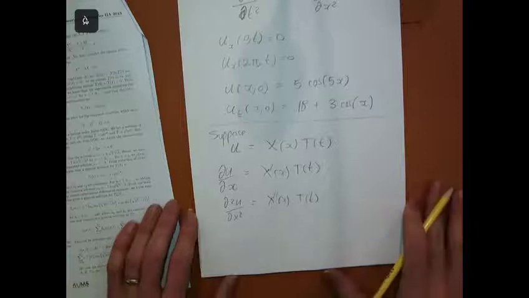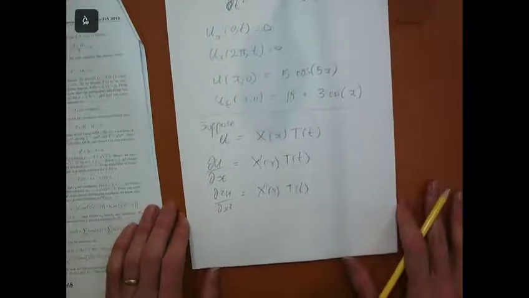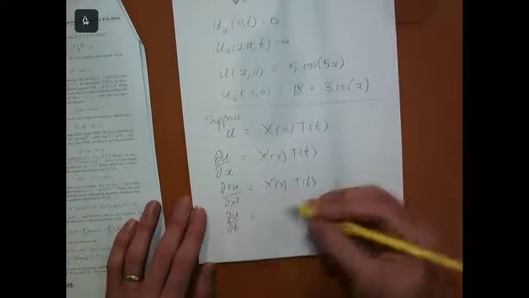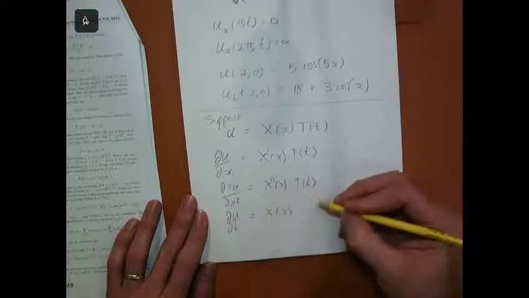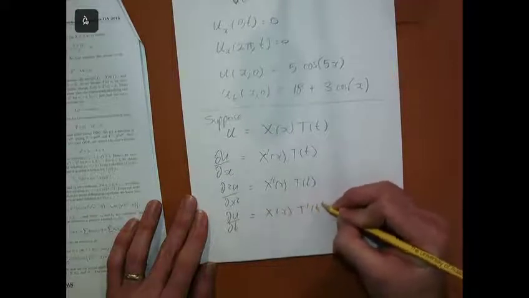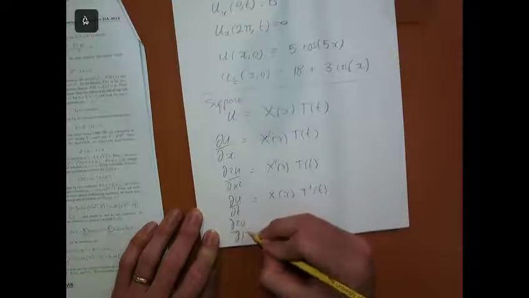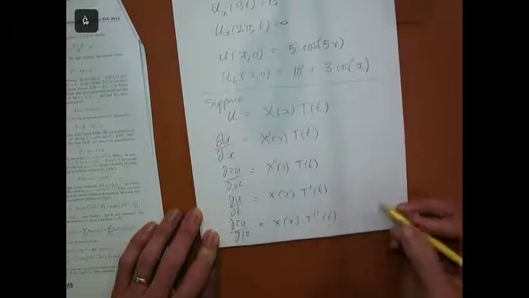And similarly, I could do that with my differentiating with respect to t. So du on dt equals, well, the x counts as a constant, and the t will get differentiated, and then d squared u on dt squared. The x still counts as a constant, and I'll differentiate that again.